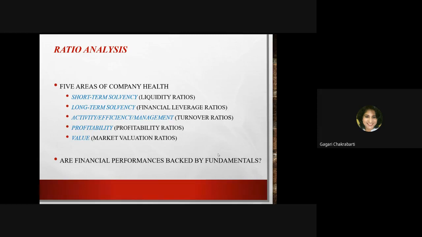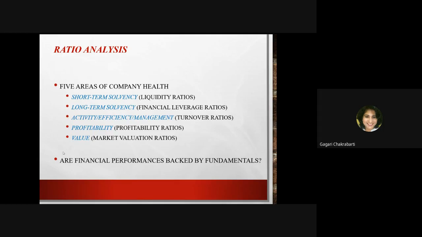Okay, so in this ratio analysis, we shall be considering the indicators that are based on the fundamentals and the indicators that are based on the financial performances, and then we shall try to link these two areas together. And then we shall be taking the decision. Of course, we shall be talking about the market prices because that will be coming under the market valuation. So let us now consider the different areas of company health. These are the 5 important areas.